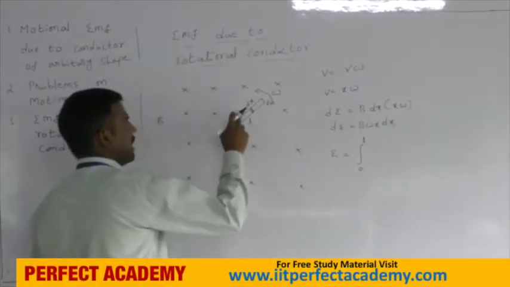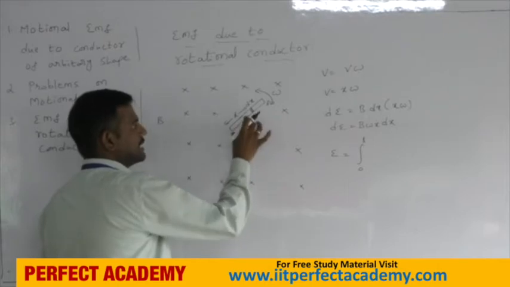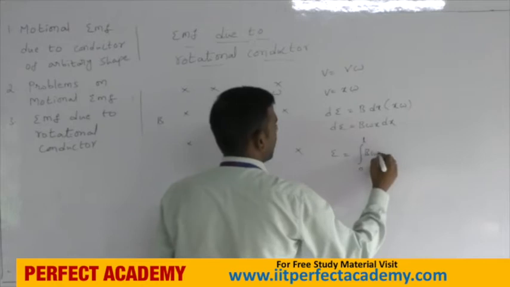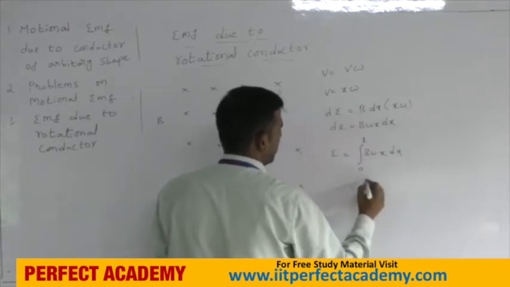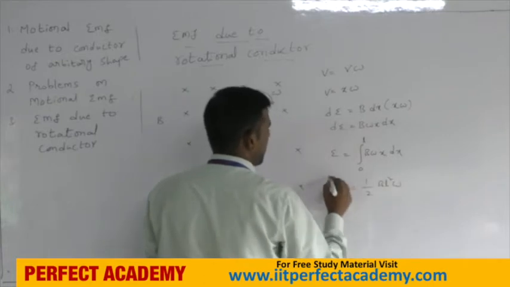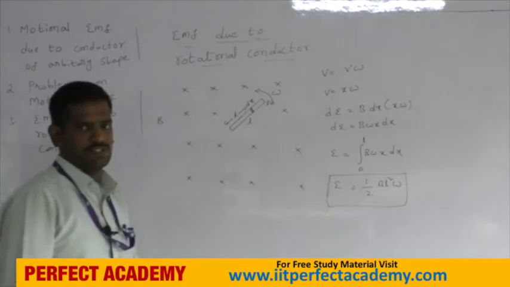Because from here I have measured this element distance. What is the minimum distance? 0. Maximum distance is L. Therefore, integrating from 0 to L of B omega x dx gives you half B L square omega. This is the magnitude of induced EMF.